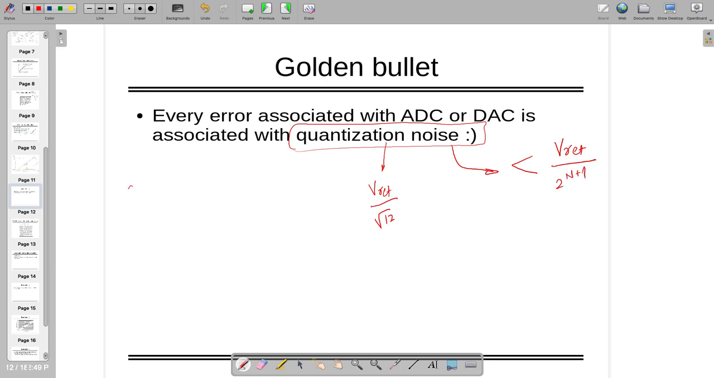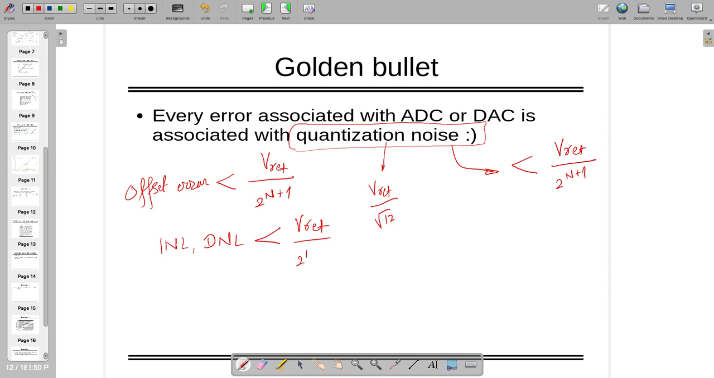If I'm asking how much offset error my ADC or DAC can tolerate, it has to be less than Vref by 2 raised to N plus 1. How much INL, DNL can I tolerate in my system?